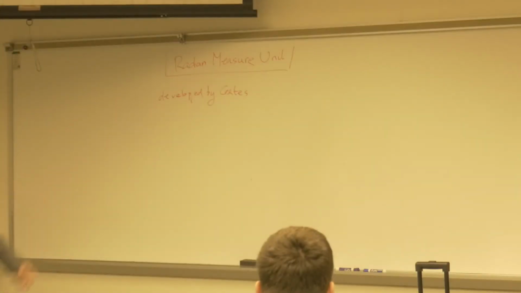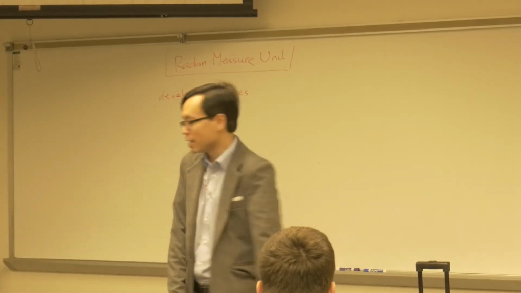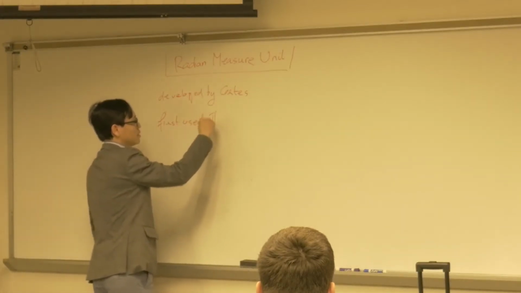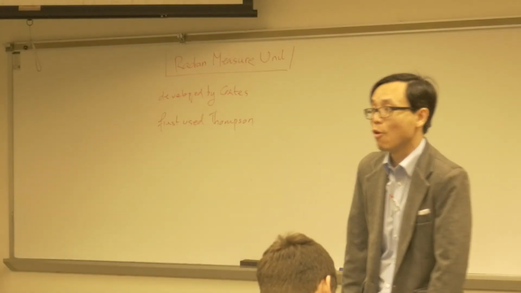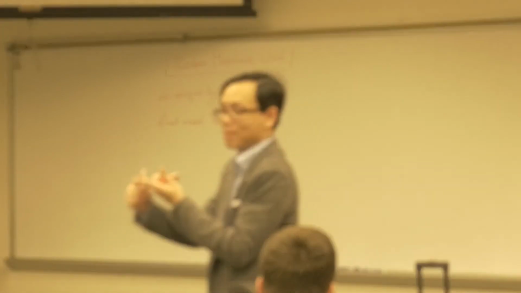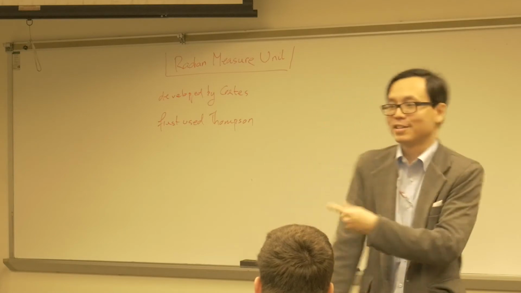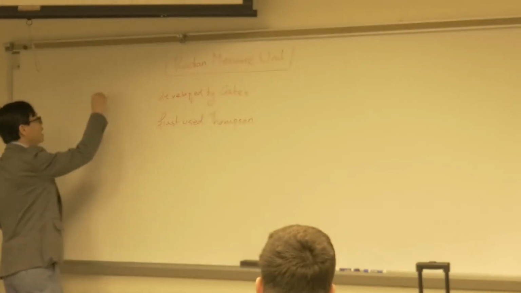the radian unit was first used not by Cotes, it was used by Thomson. Okay. First used by Thomson, another English scientist, a friend of Lord Kelvin. You know Lord Kelvin? The Kelvin degree, we use three units to measure temperature, right? Celsius degree, another one is Fahrenheit, and this is the Kelvin. So Thomson is a very close friend of Kelvin.